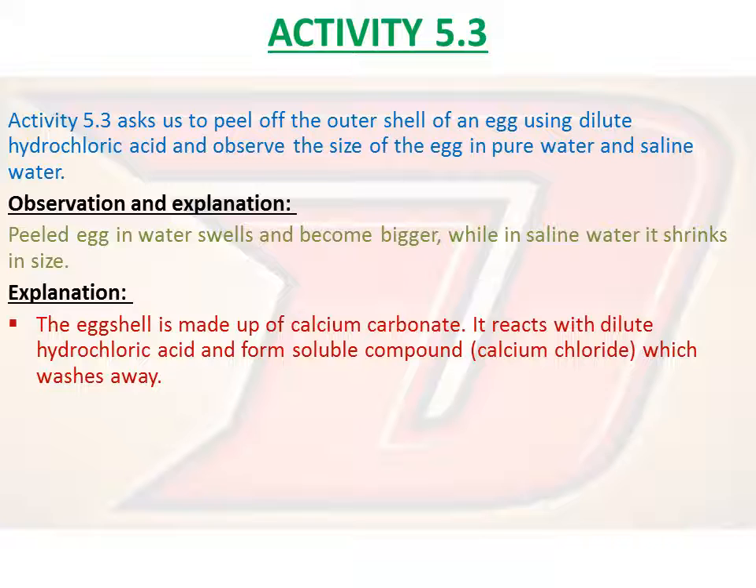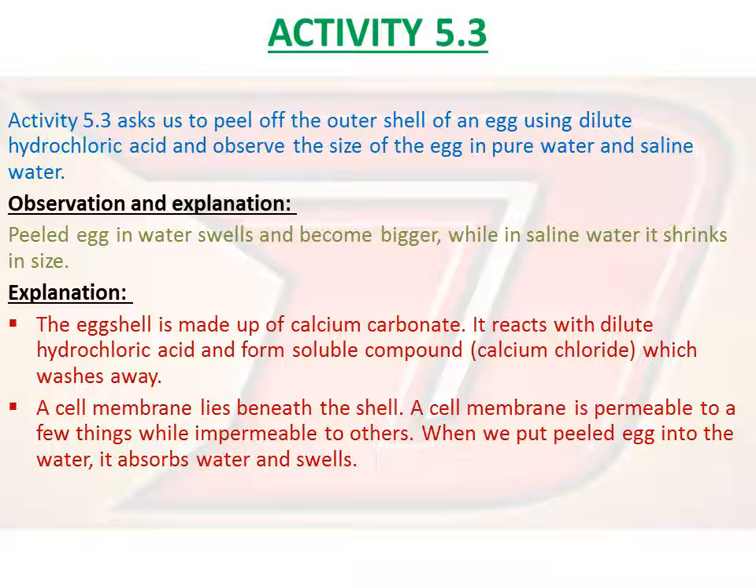The eggshell is made up of calcium carbonate. It reacts with dilute hydrochloric acid and forms a soluble compound, that is calcium chloride, which washes away. A cell membrane lies beneath the shell. A cell membrane is permeable to a few things, whereas it is impermeable to others. That is why it is a selectively permeable membrane, right?